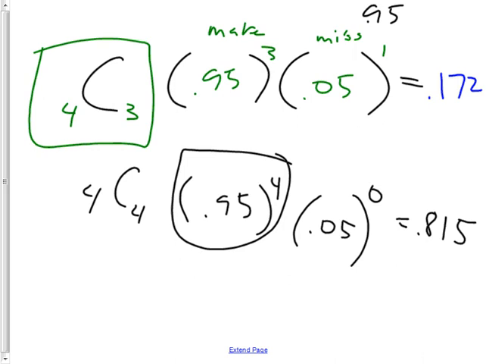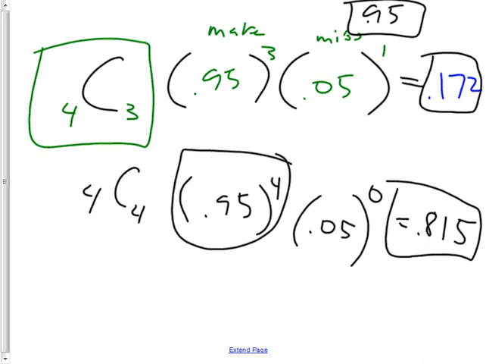Okay. Do you get how that's totally different, though, than the 95% chance? Because, see, some kids would have just said, well, he's got a 95% chance of making it, duh. No, not when you multiply it out times itself 4 times. So there's an 81% chance he'd make all 4 of them.